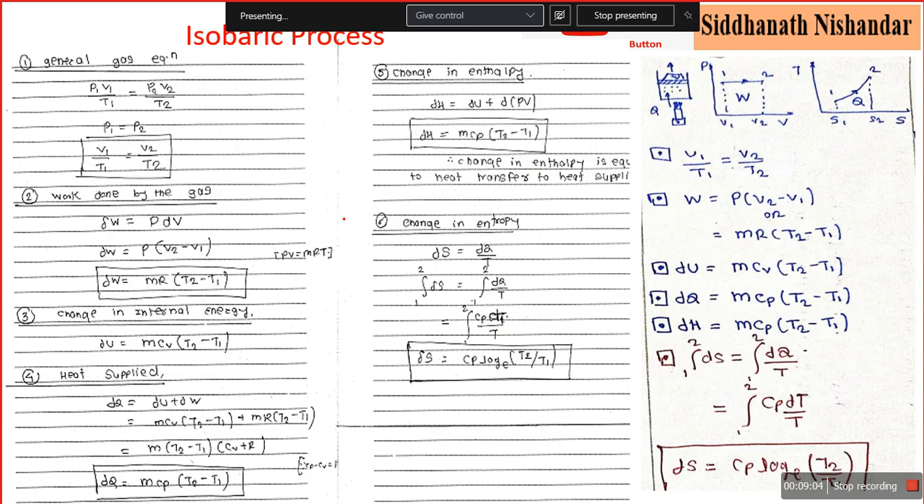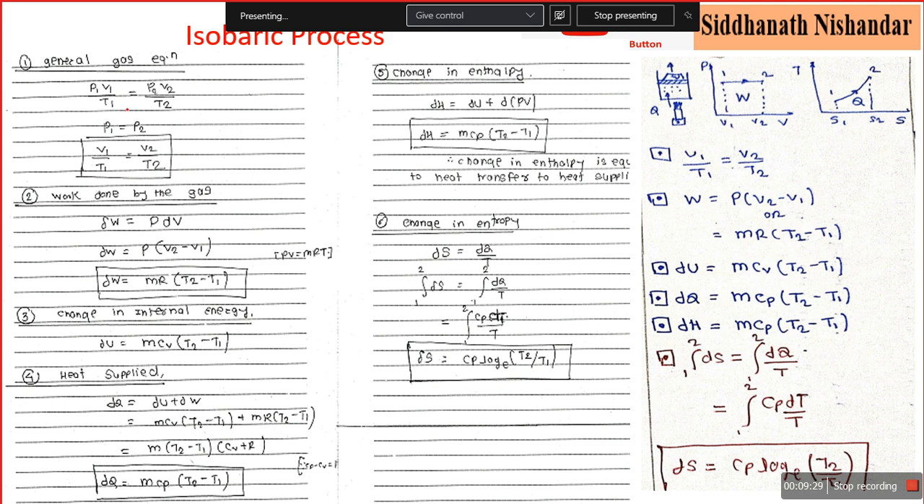Now we start with the expressions or derivations, small derivations. These are the basic 5 formulas I am going to apply in the isobaric process, and what the result is. These are the derivations asked in many exams. So carefully take a screenshot of this image so it is helpful to understand.